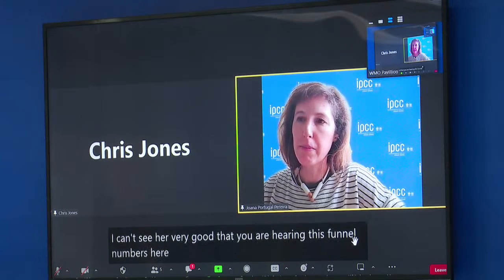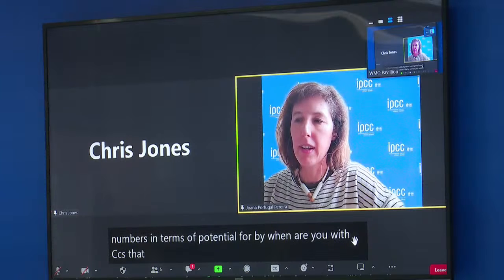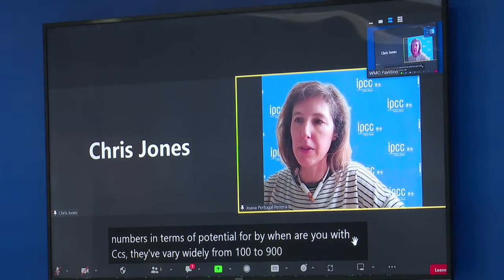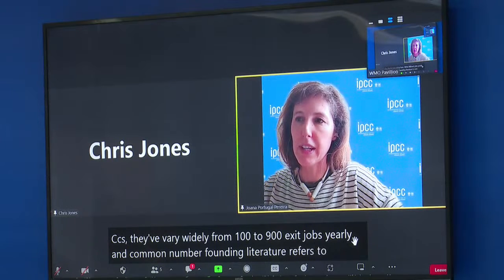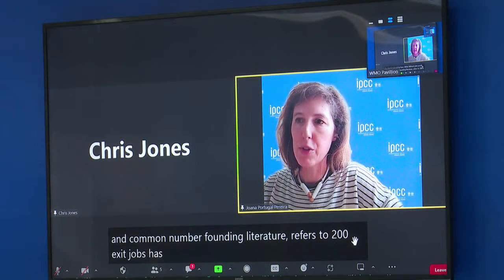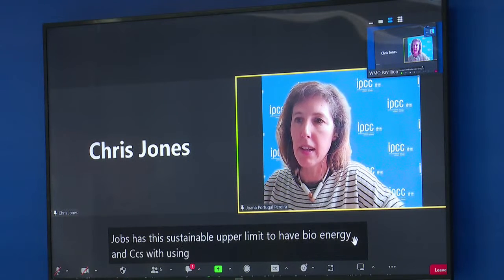Numbers in terms of potential for bioenergy with CCS, they vary widely from 100 to 900 exajoules yearly. A common number found in literature refers to 200 exajoules as the sustainable upper limit to have bioenergy and CCS with limited implications with other ecosystem services.